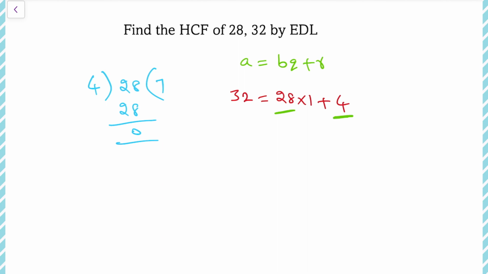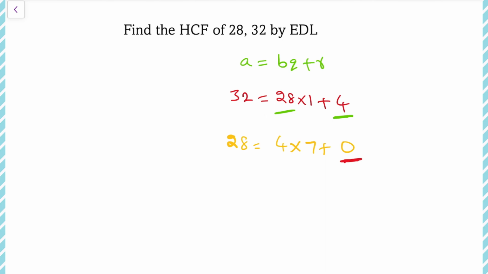Let us write this again in the form of dividend equals divisor into quotient plus remainder. Dividend 28 equals divisor into quotient, that is 4 into 7, plus remainder 0. So whenever we get the remainder 0, we will stop the process there. Now after getting the 0 remainder, we need to check what is the divisor in that step. So here divisor is 4, and that divisor is nothing but our HCF. So HCF of 28, 32 is 4.